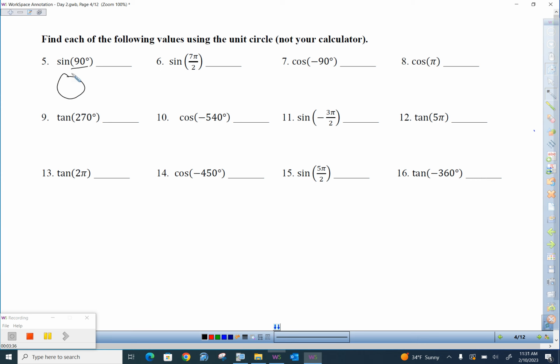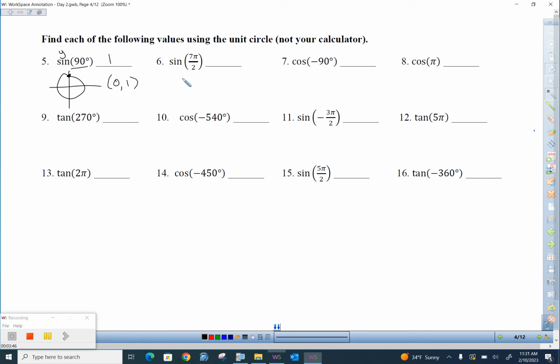So if we think about this first one, 90 degrees would be up here, and the ordered pair for that is 0, 1. We decided that sine goes with the y coordinate of that ordered pair, so sine of 90 is 1, and that is one of the ones that you actually found up above in your calculator. This just goes the other direction.